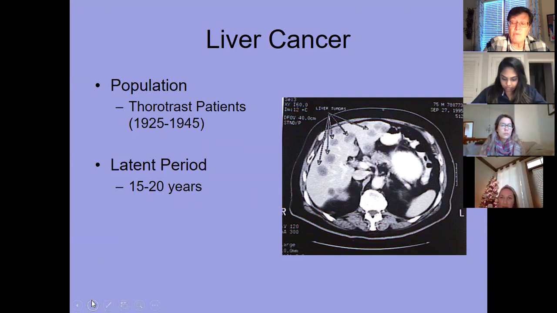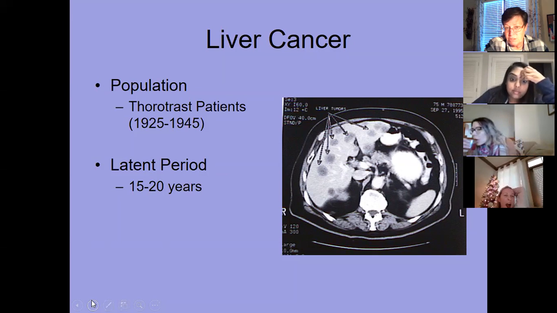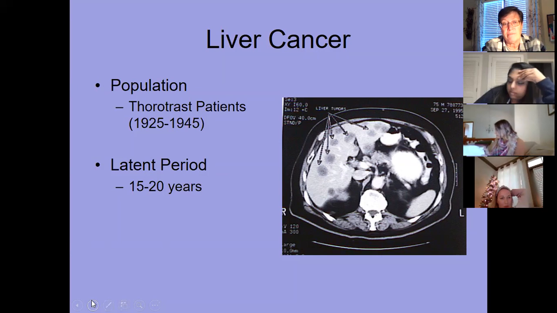But what they found out was that within a 15 to 20 year latent period, cancers of the liver were developed from this population. So, like I said, radiation is a general carcinogen. Any organ of any organism, and all of these different groups have proven that.